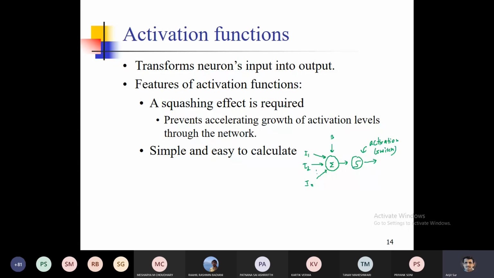The features of an activation function: a squashing effect is required. It prevents accelerating growth of activation levels in the network. It is simple and easy to calculate. So this is the activation function. As I said, about the sigmoidal, how actually sigmoid works: if it is greater than some threshold, it is +1. If it is less than some threshold, it is 0 or -1, depending on that. So the same thing. This is not activate state. This is active state. So this is the thing of activation.